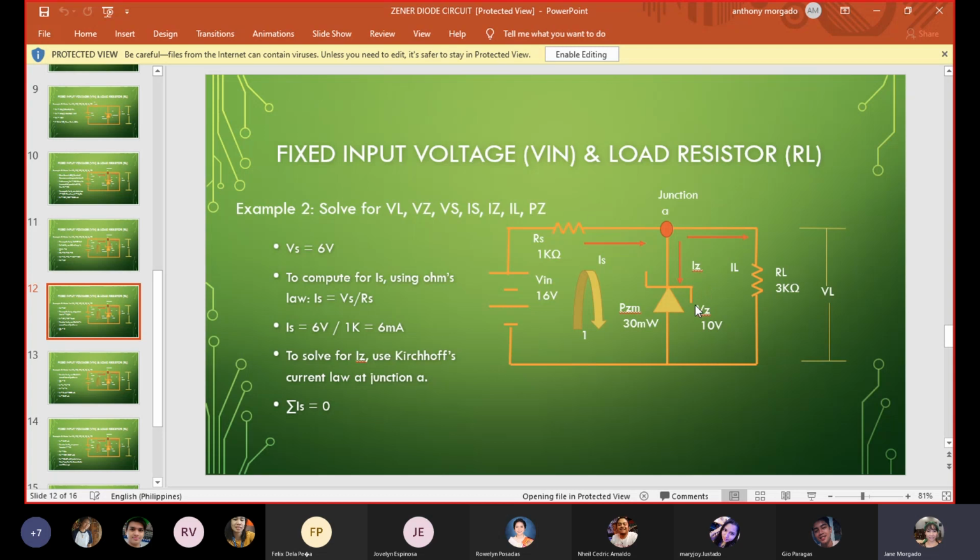So, dito, we have IS, which is the total current flowing through the circuit. Si IS, dalawa ang pwedeng daanan. Some of the current will flow through Zener, some of the current will flow through RL. Pero pagdating dito sa path na to, yung naghiwalay na IC and IL, magsasama ulit sila. They will combine again to become IS.